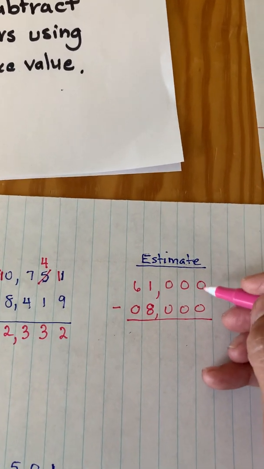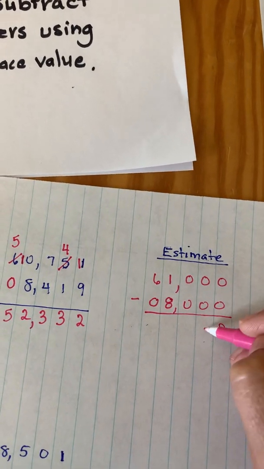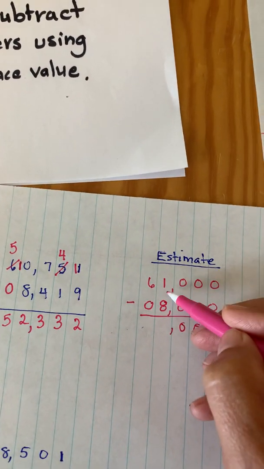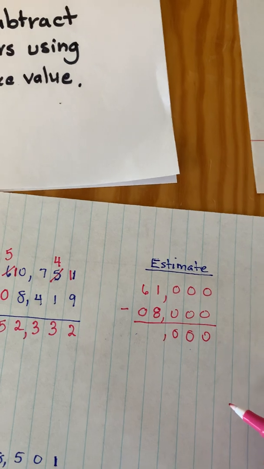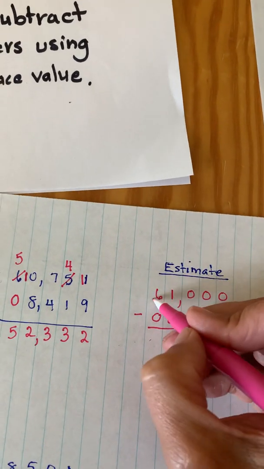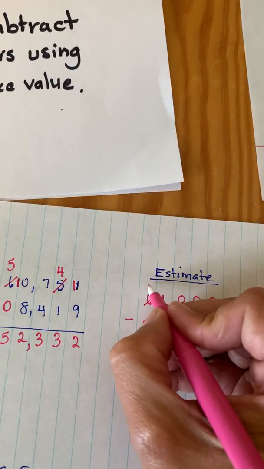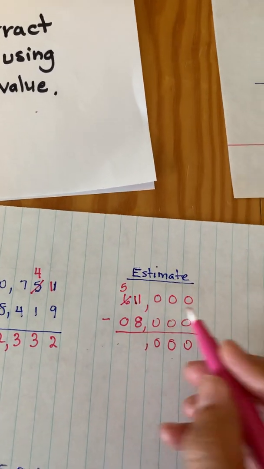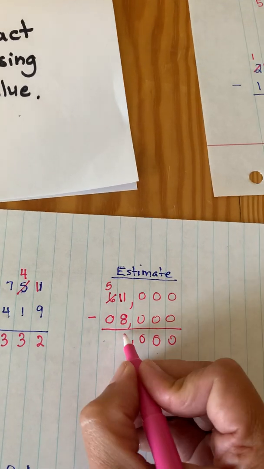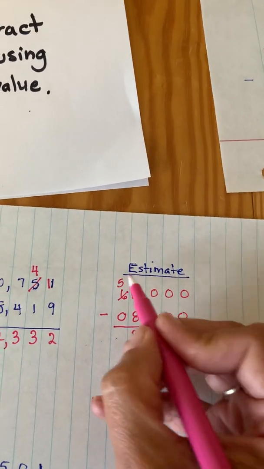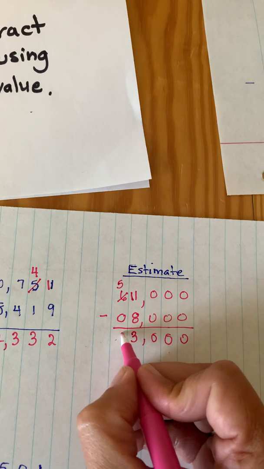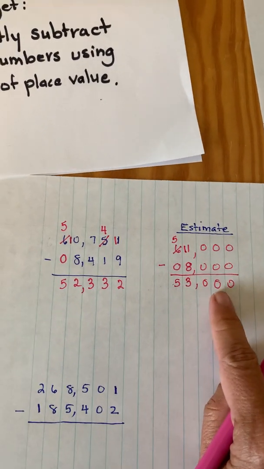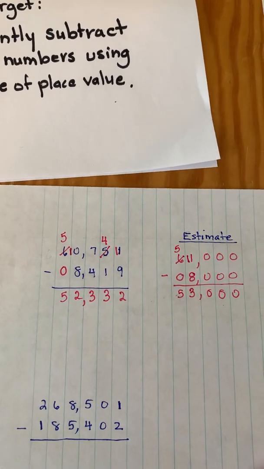Let's get started. 0 minus 0, there aren't any ones, there aren't any tens, there aren't any hundreds. That's pretty simple. But notice, 1,000 minus 8,000, I cannot subtract that. So I need to go over to my 10 thousandths. This becomes 50,000. I'm going to bring my 10,000 over and add it. So now I have 11,000 minus 8,000 is 3,000. 50,000 minus 0 is 50,000. So my estimate is 53,000, which is very reasonable for the answer that I got here.